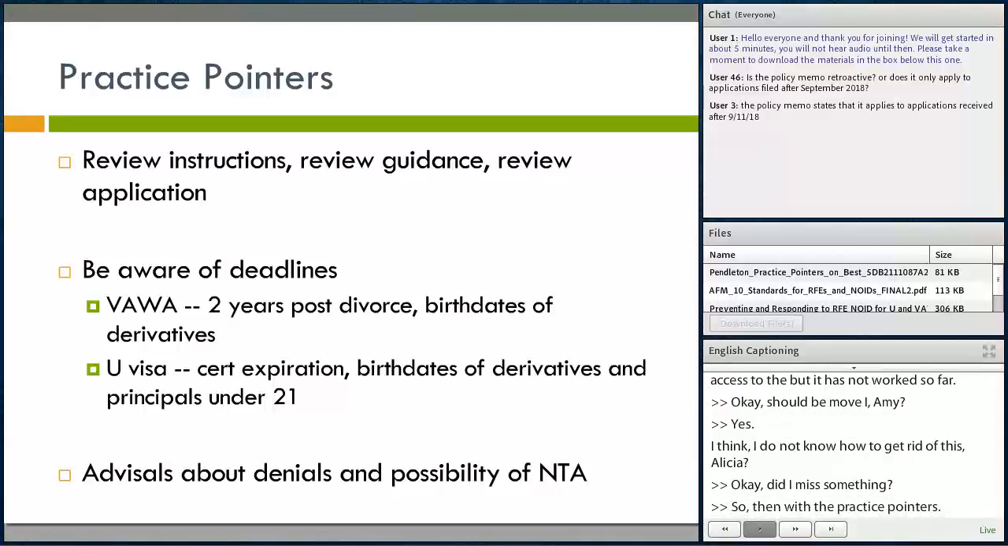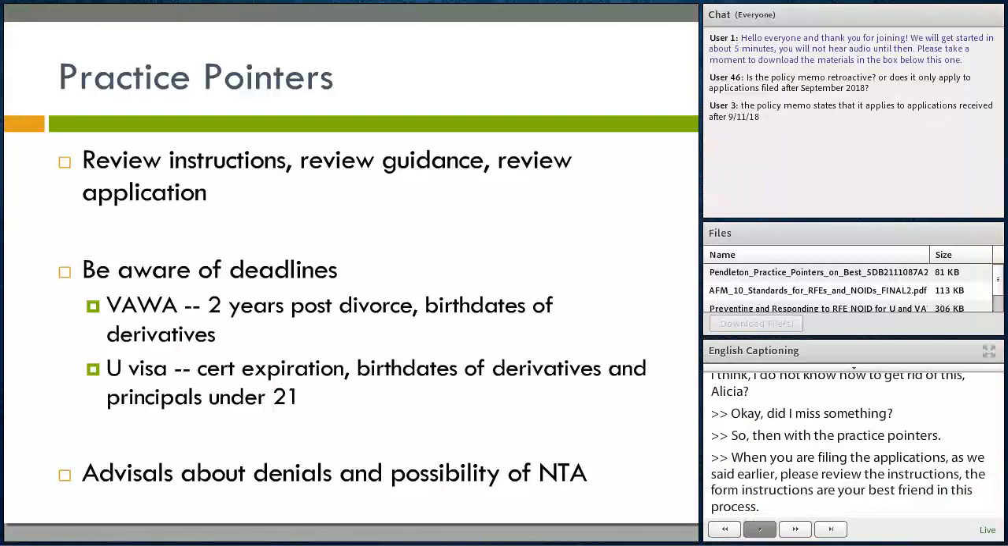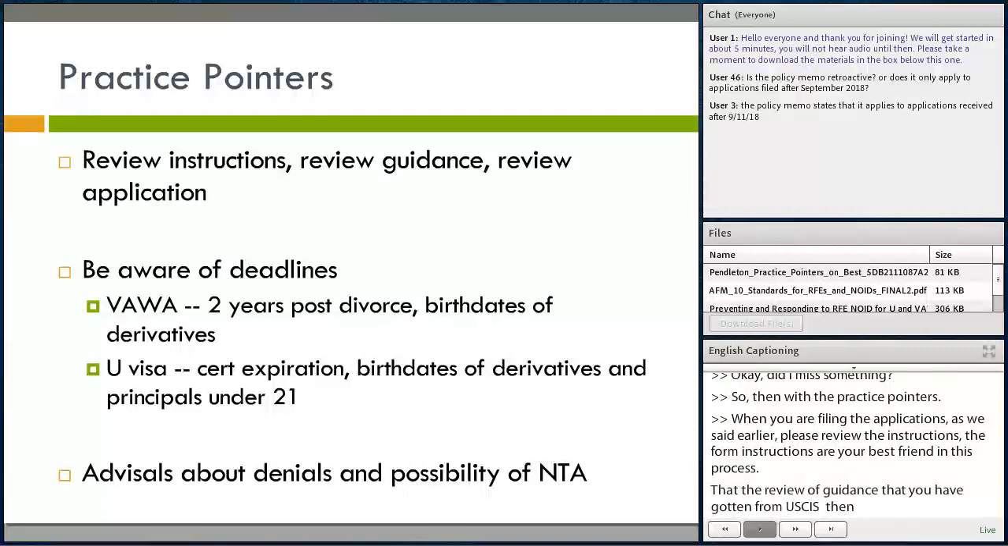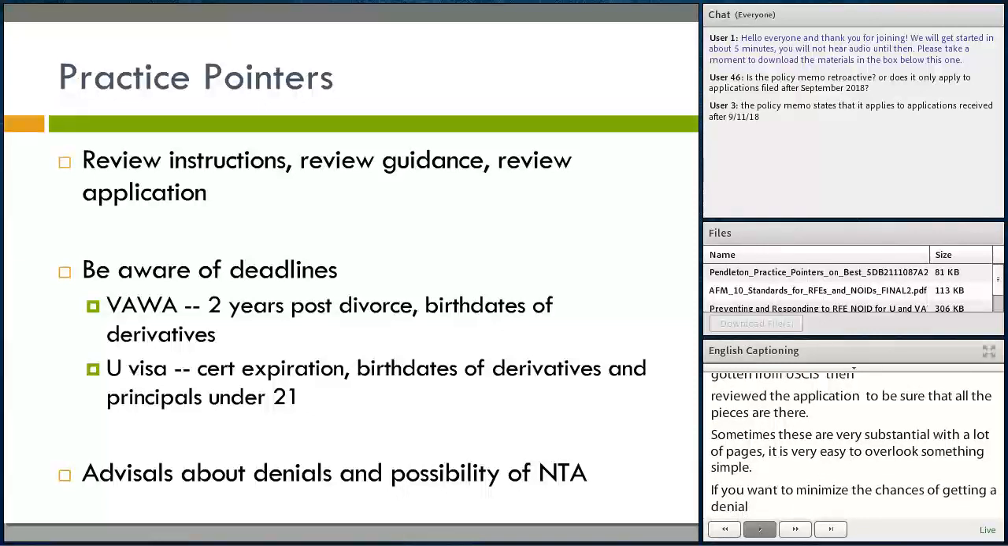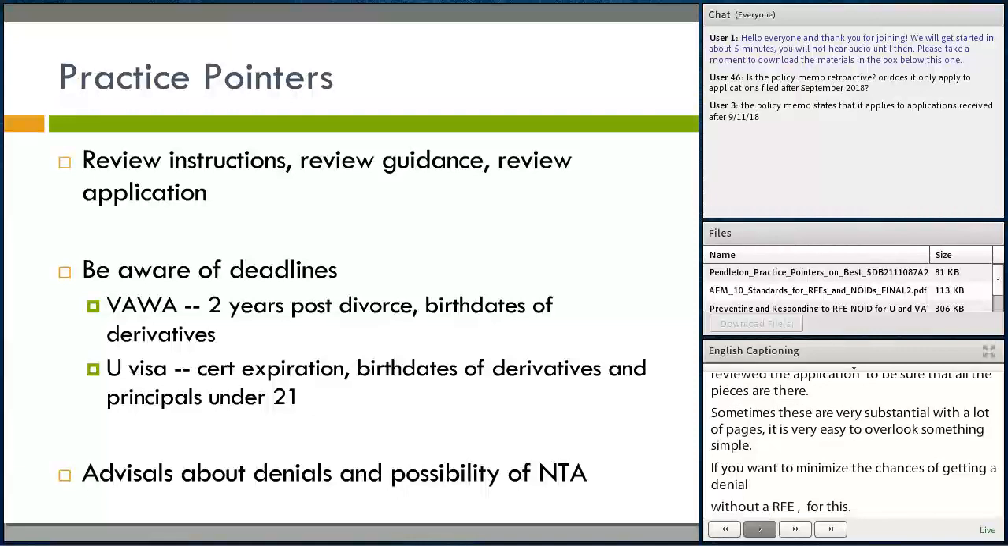Sure. So when you are filing the applications, then as we said earlier, please review the instructions. The form instructions are really your best friend in this process. And then, review the guidance that you've gotten from USCIS, and then review the application to make sure all the pieces are there. Sometimes these applications are really substantial with a lot of pages, and it's very easy to overlook something simple. But if you want to minimize your chances of getting a denial without an RFE, then this is really key now, even more so than before. And then, obviously, always be aware of deadlines. So for VAWA, it's 2 years post-divorce, and then you also want to keep track of potential age-outs for derivatives. And then for U visas, the date issues as we discussed earlier.